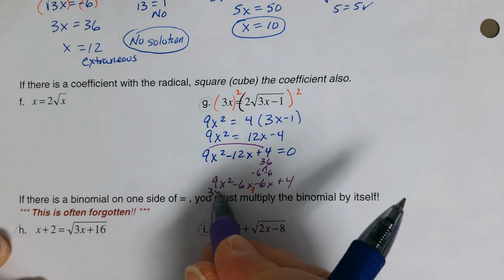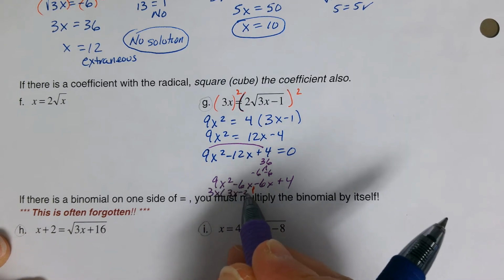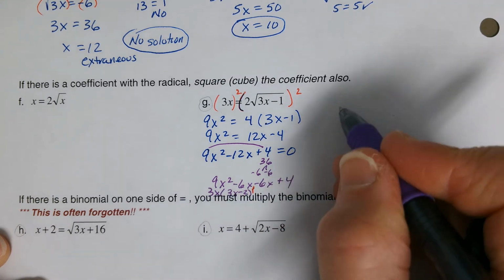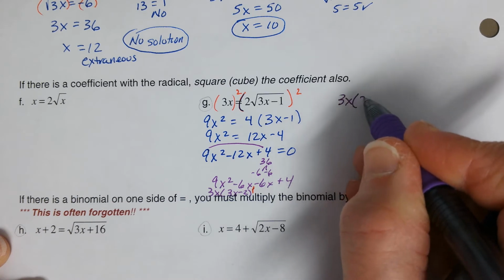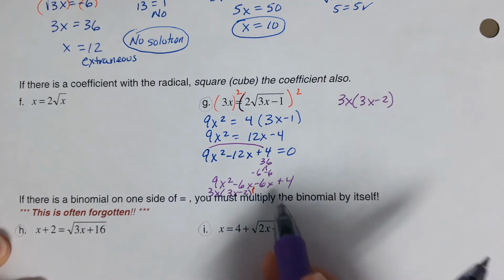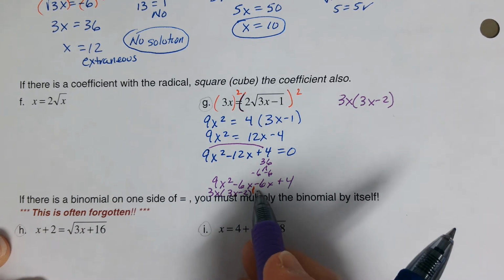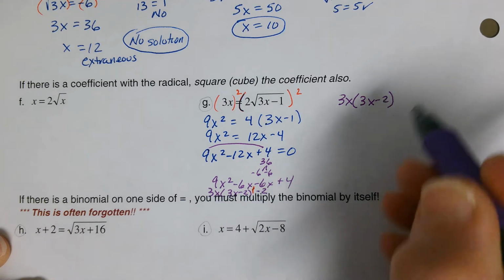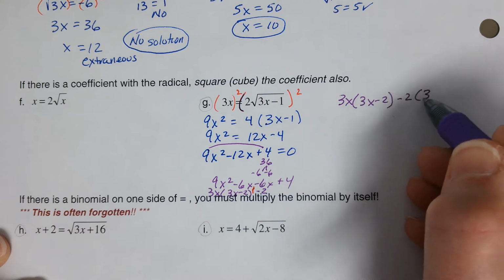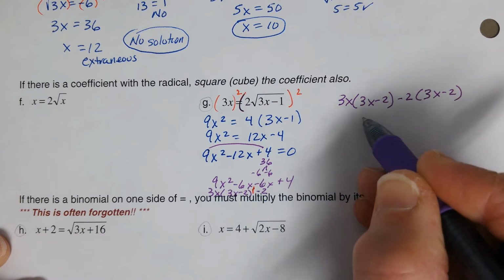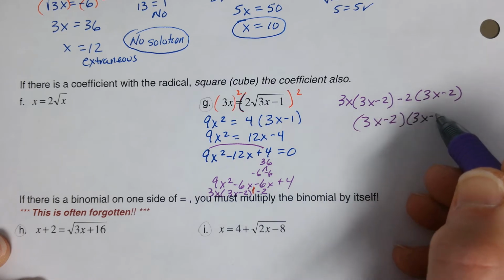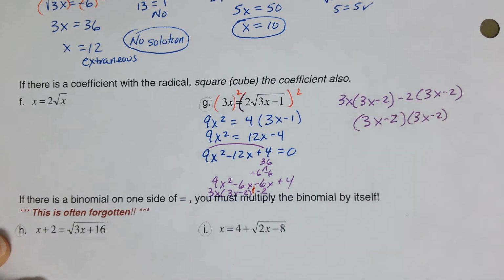GCF 3x, 3x minus 2. And then the GCF here is minus 2, 3x minus 2 again. Alright, so 3x minus 2 times 3x minus 2 are our factors.